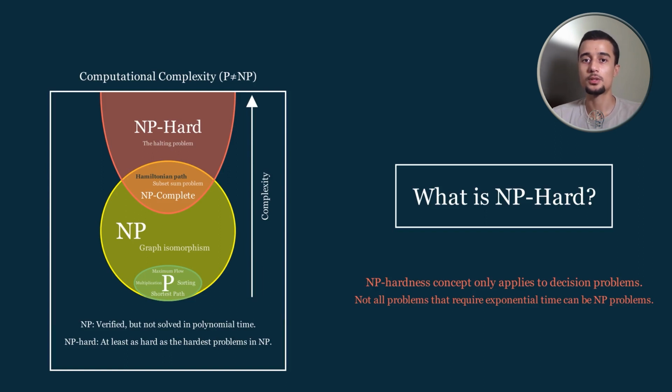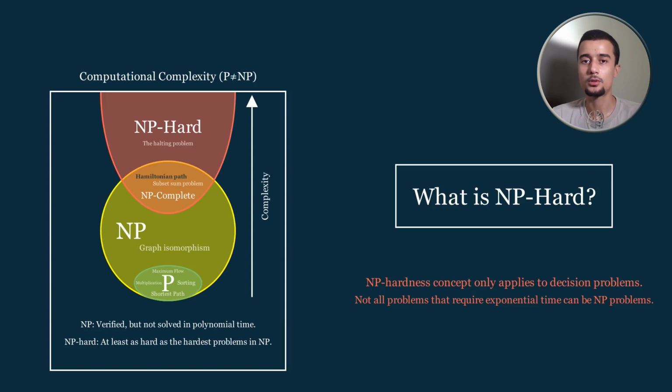These classes are for decision problems. So for example, the factorial algorithm that calculates the factorial of a number has an exponential complexity. However, it's not within any of these classes since the factorial problem is not a decision problem.